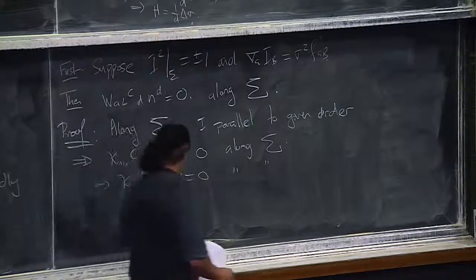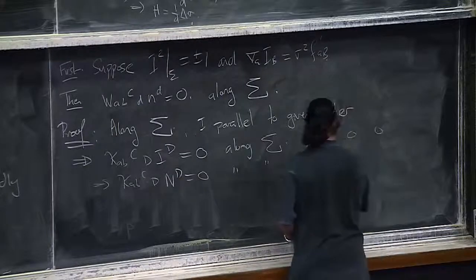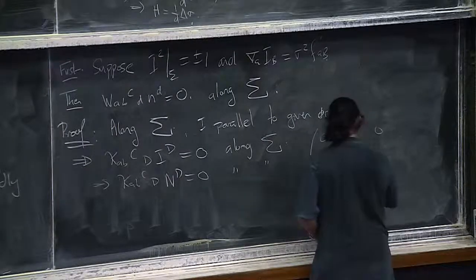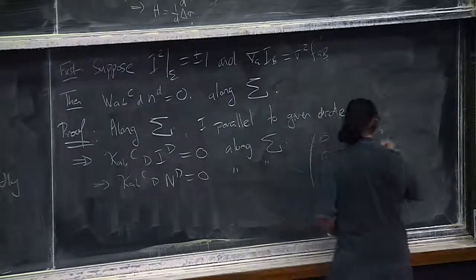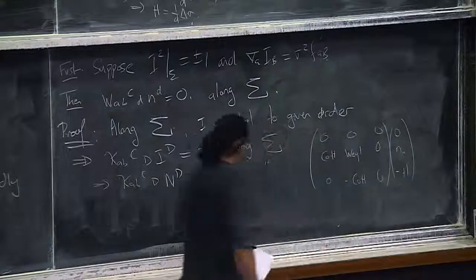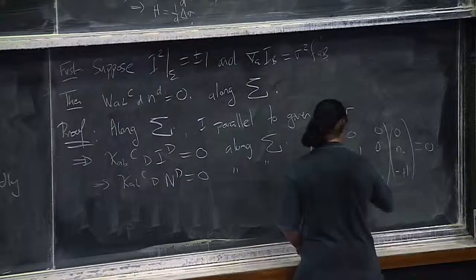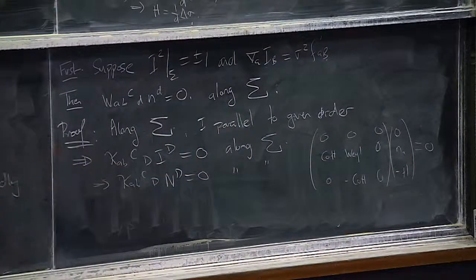And now you just remember what this looks like. So we have 0, 0, 0, Cotton, Weyl, minus Cotton, 0, 0, 0, going into 0, N A, minus H. So this is 0, and the only thing that's being picked up there is when the Weyl contracts into the normal.